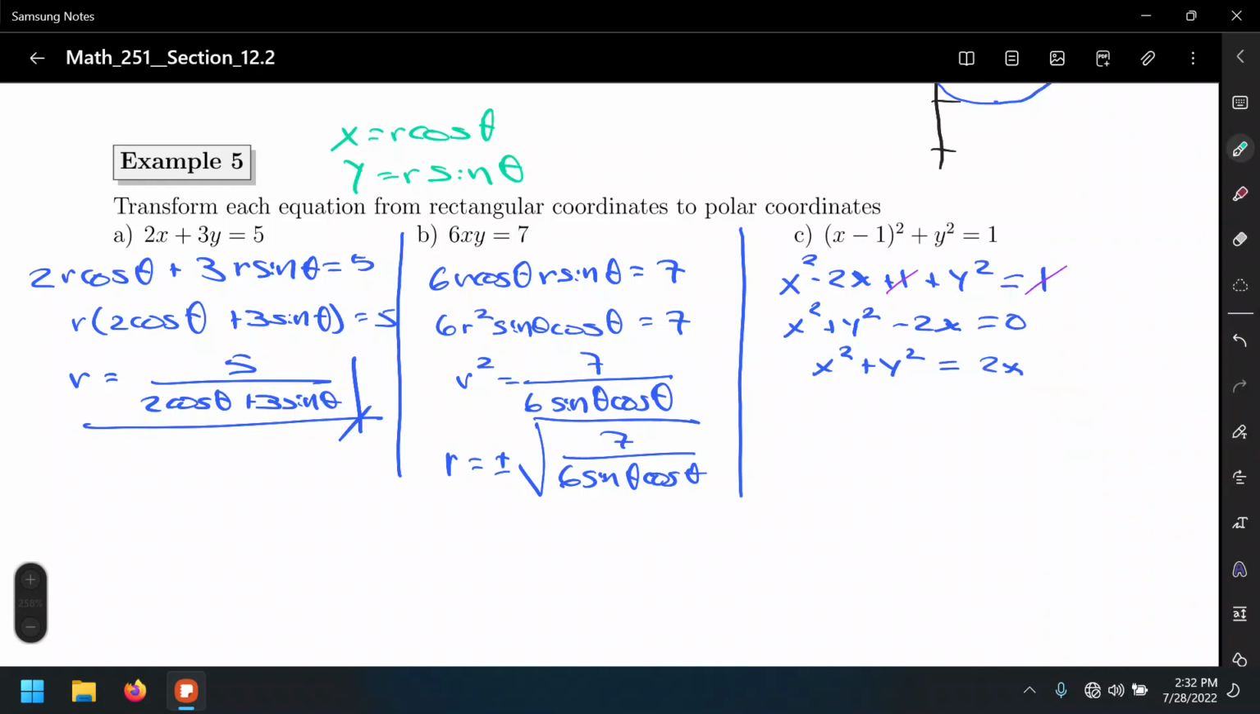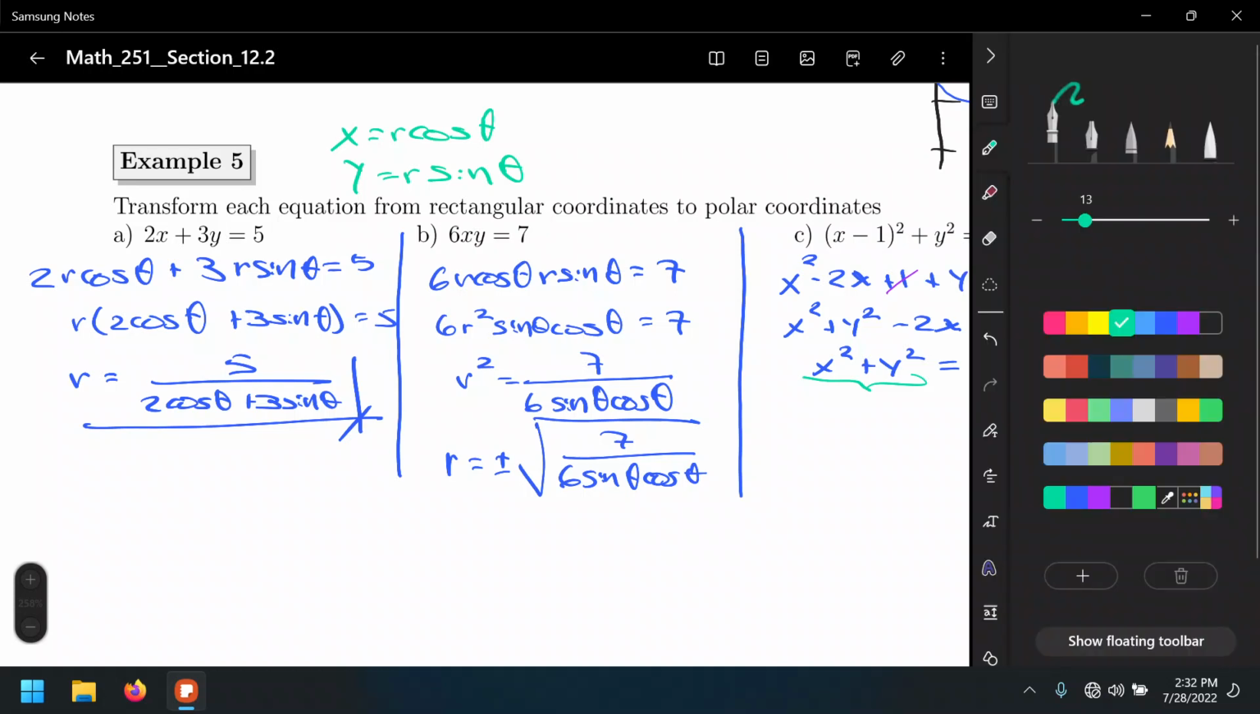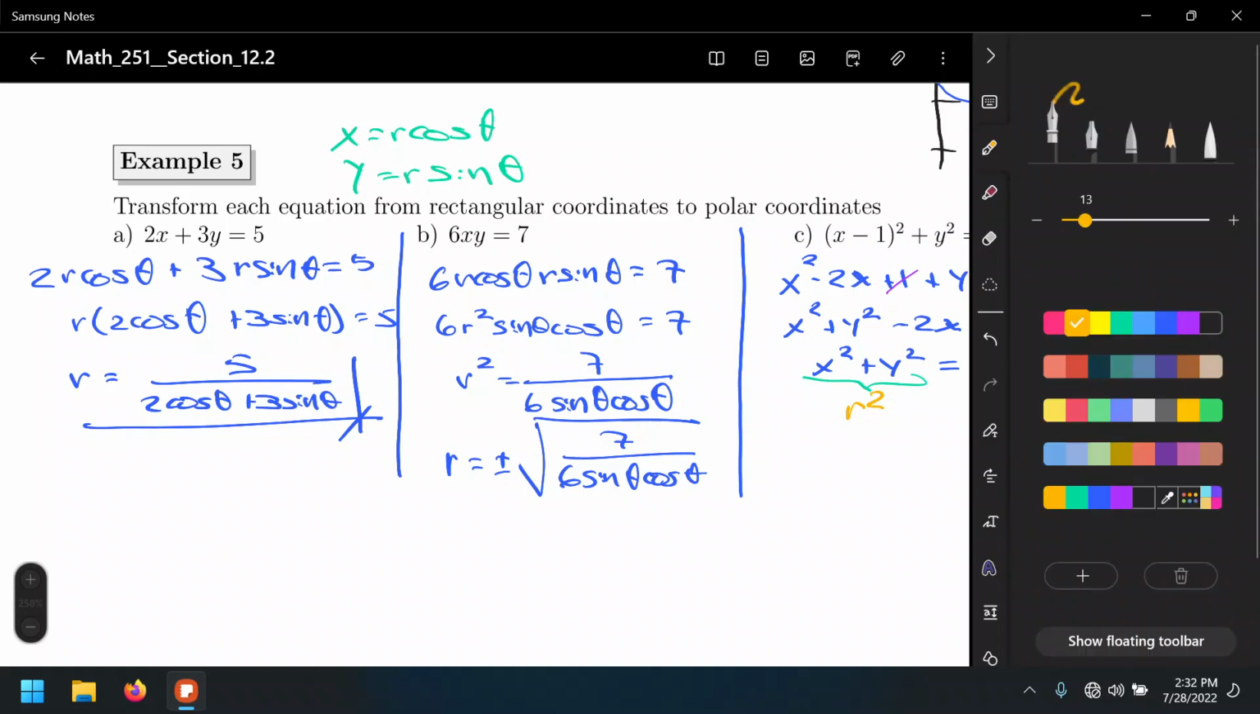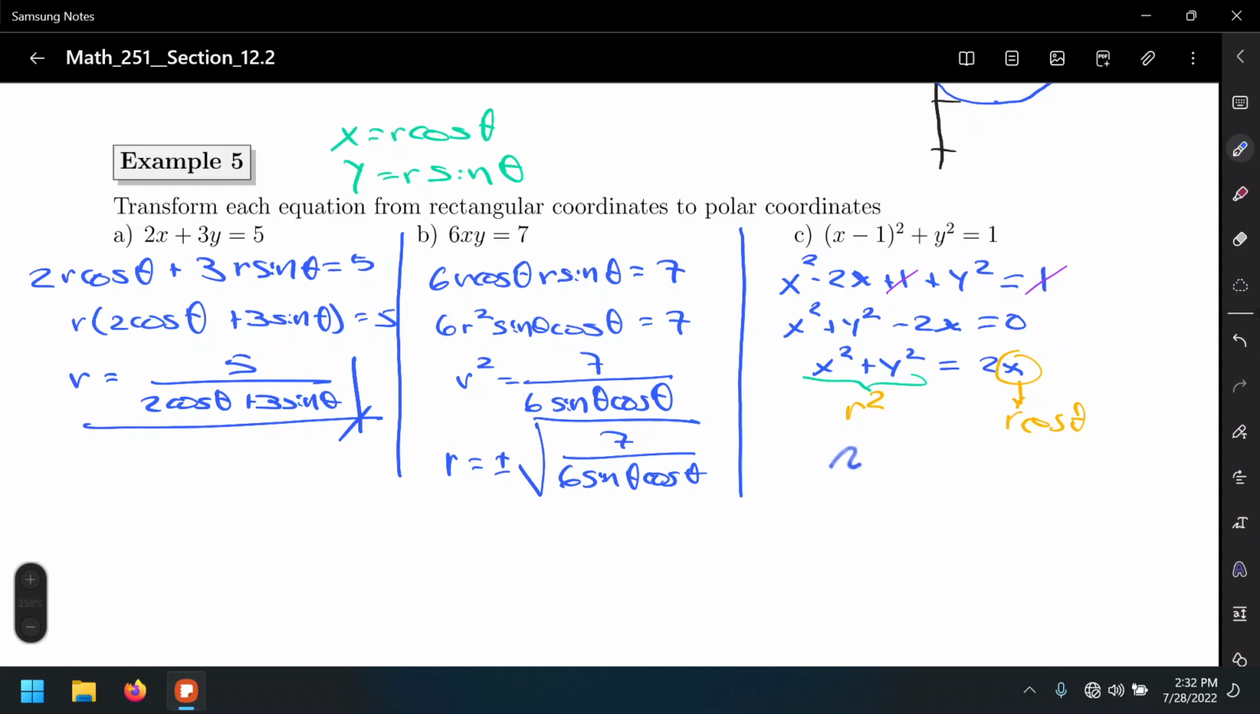But what's x squared plus y squared in terms of radius and angle? Isn't that r squared? And then replace x with r cos theta. That's r squared equals 2r cosine theta. All right?